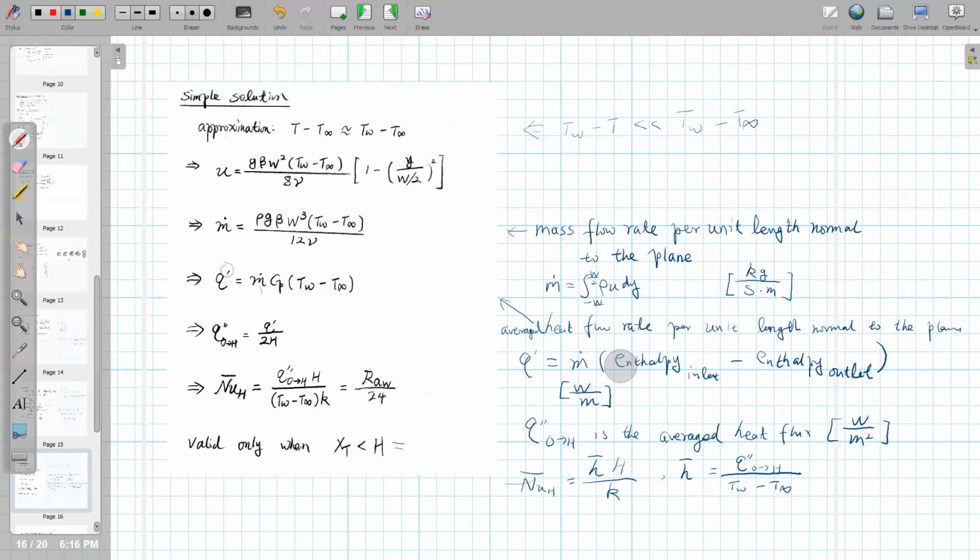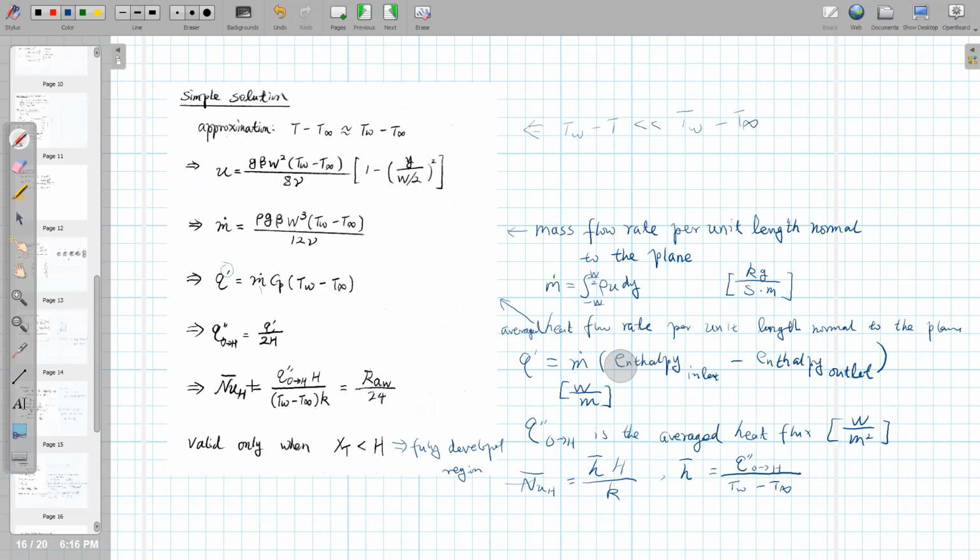This means that it is only working for the fully developed region. By using this very crude approximation, we just assume the temperature difference is a constant for the fully developed case. It's just equal to T1 minus T infinity.